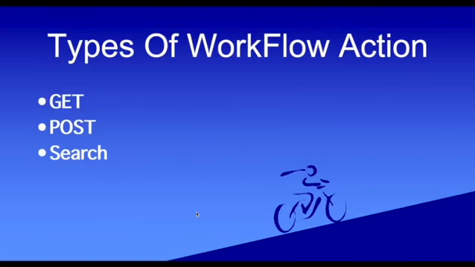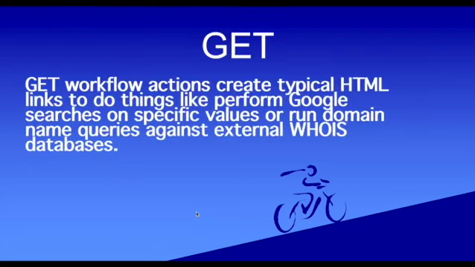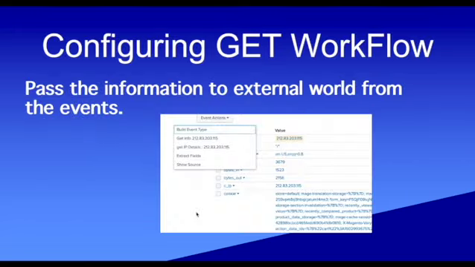There are three types of workflow actions: get, post, and search. A get workflow action creates a typical HTML link to do things like perform a Google search on a specific value, or run a domain name query against an external who is database, which we have seen in the demo.